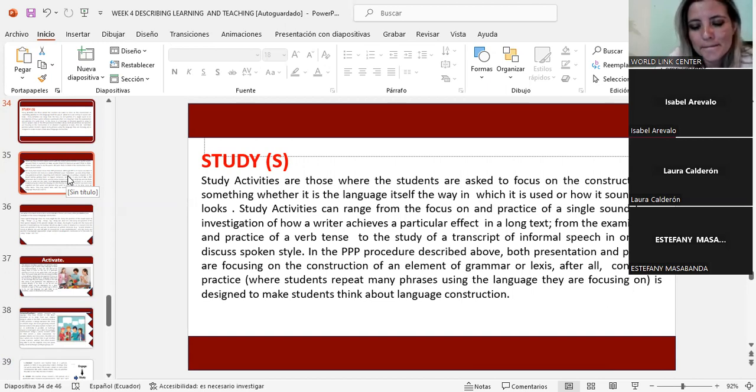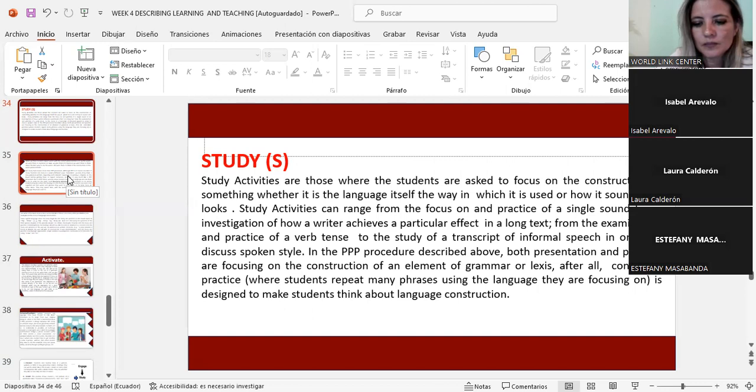Okay. Study activities are those where students are asked to focus on the construction of something, whether it is the language itself, the way in which it is used, or how it sounds and looks. Study activities can range from the focus on and practice of a single sound to investigation of how a writer achieves a particular effect in a text, from the examination and practice of a verb tense to the study of the transcript of informal speech in order to discuss the spoken style.